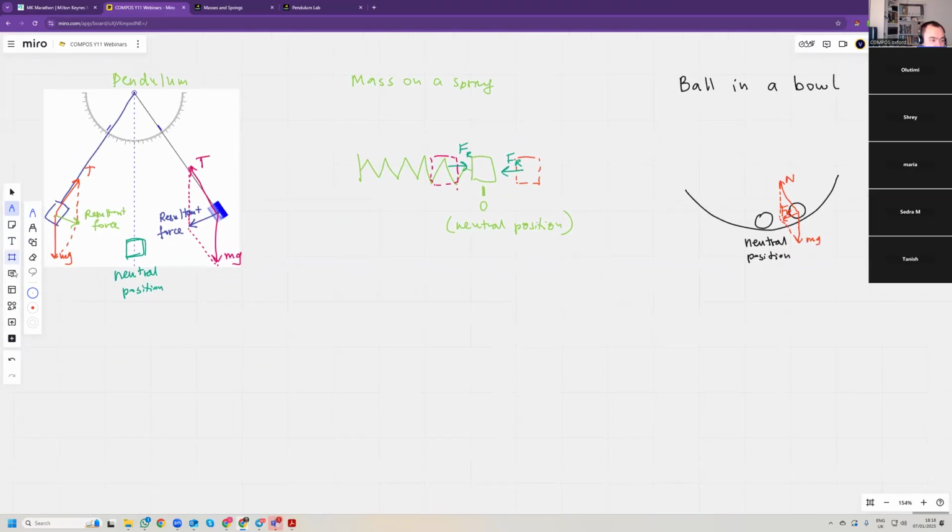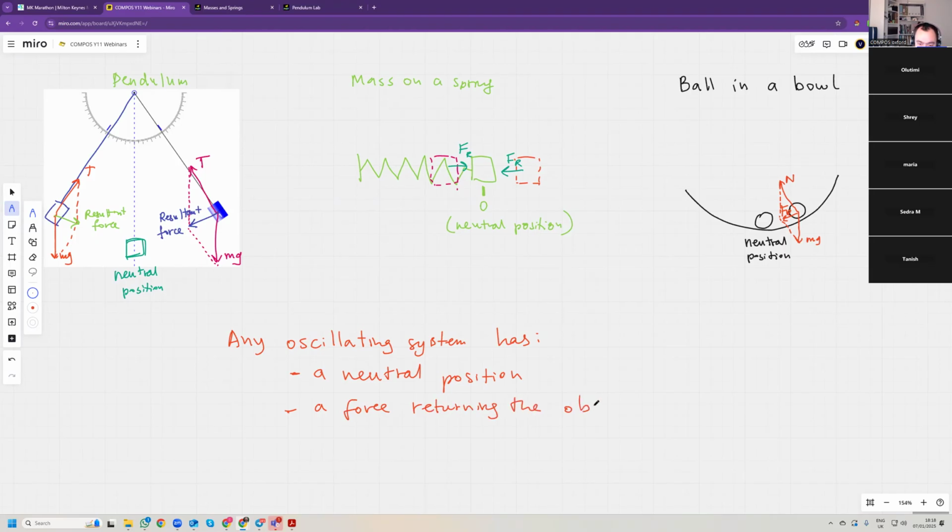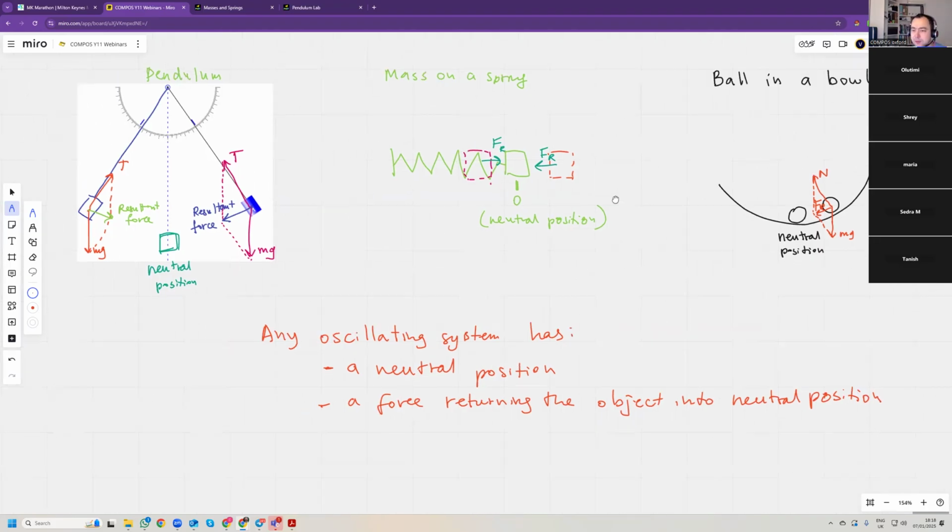So any oscillating system has, one, a neutral position, and two, a force returning the object into the neutral position. Does that make sense? Please let me know. Please give me some feedback.